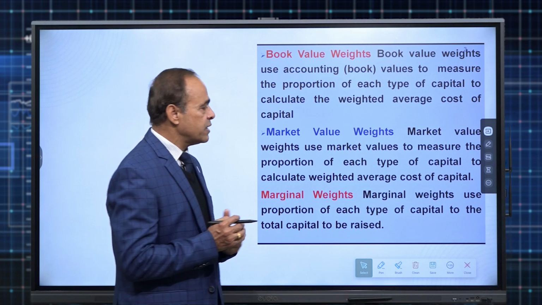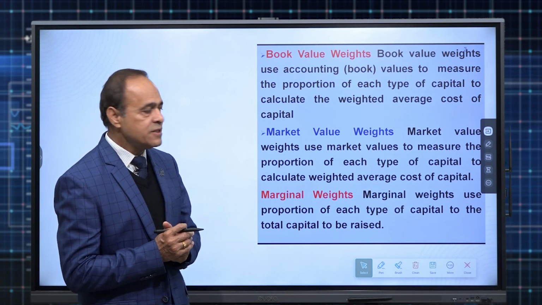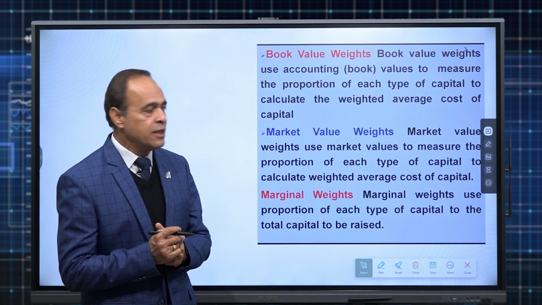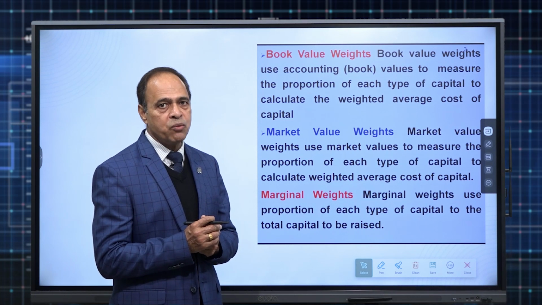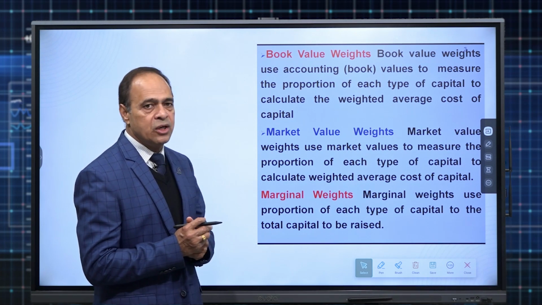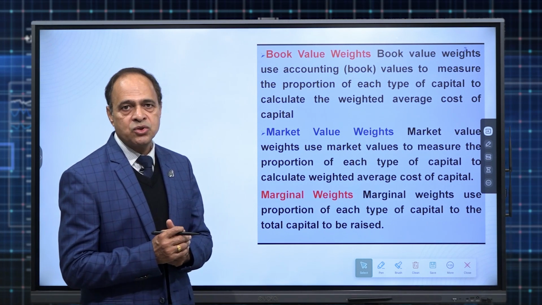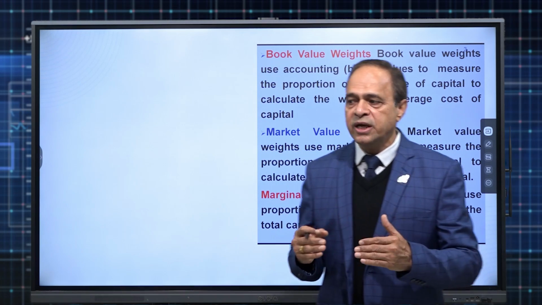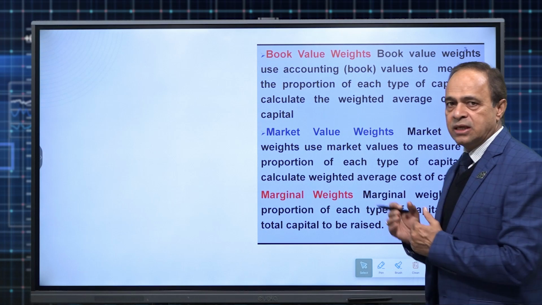Whereas, in contrast to the book value, we can have market value also. That means, in that scenario, we will be weighing the different sources of capital by using their respective market value. So book value is not considered at that point of time, rather market value will be considered. Similarly, marginal weights. So when to take marginal weights? The moment company is going to raise further capital, then we will be using the marginal weights.